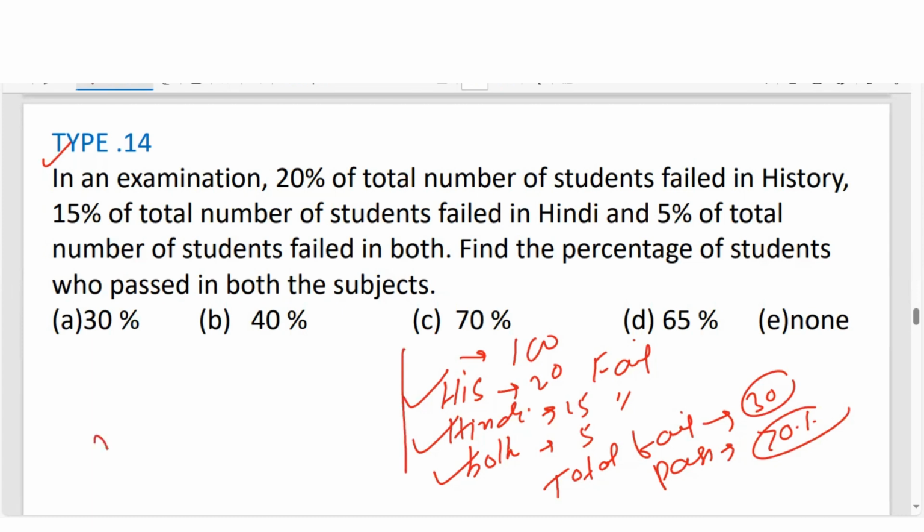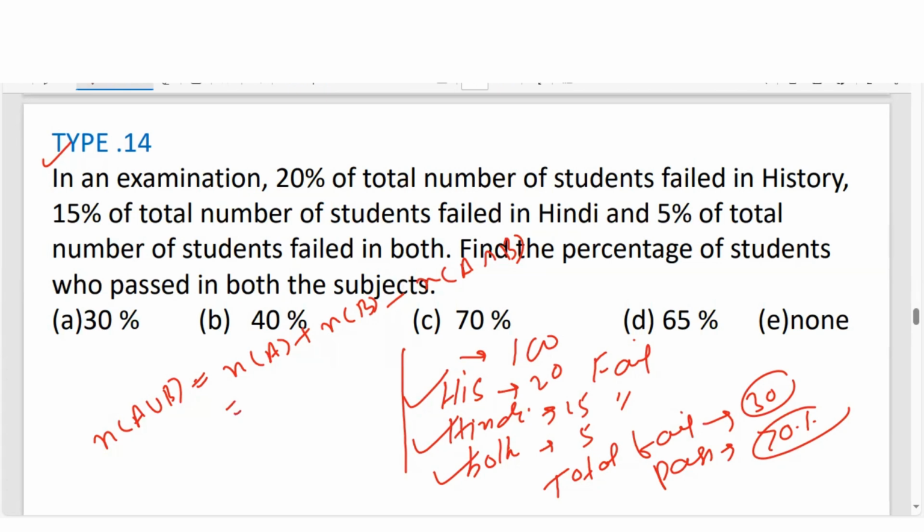You can solve this question by this formula. N of A union B is N of A plus N of B minus N of A intersection B, where N of A means the number for A, N of B the number for B, and N of A intersection B the number for A and B both. In the same case here, given 20% fail, 15% fail, and 5% fail, you want the pass. So you can find pass from this.